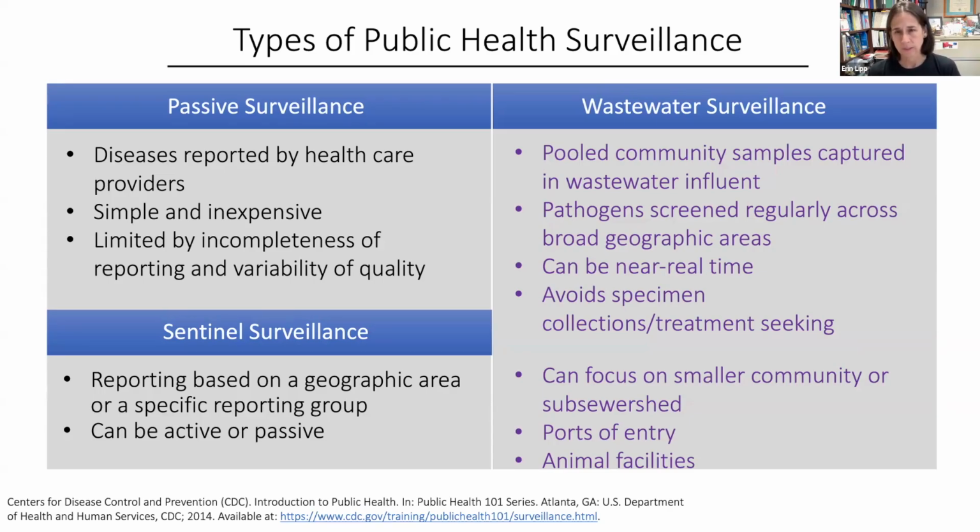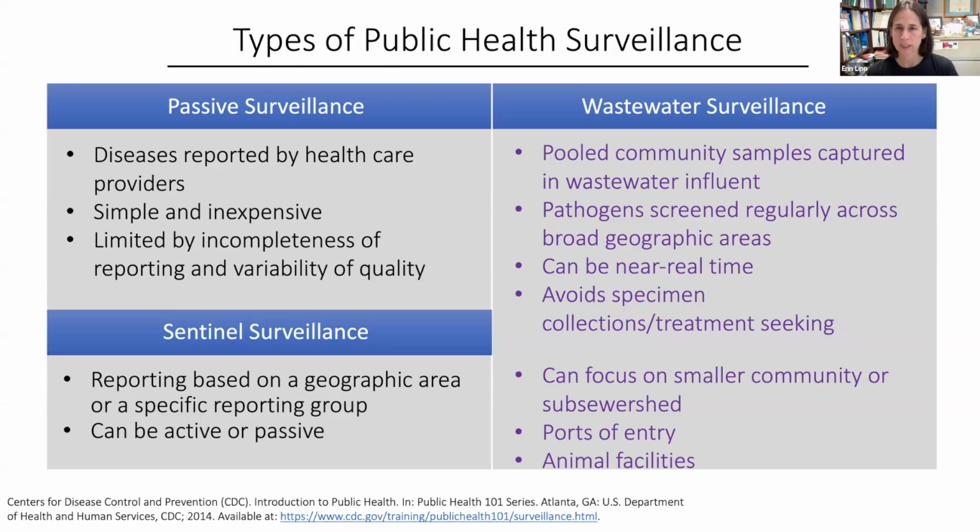With wastewater surveillance, we can add to that passive surveillance by providing this pooled community sample in this wastewater influent that's happening on a routine basis. Pathogens are screened regularly across broad geographic areas. Again, it's near real time. You don't have to collect a specimen and nobody needs to seek treatment. So we've got passive surveillance to tell us what's happening with clinical cases, and wastewater surveillance to give us the background of what's probably happening in the larger community.